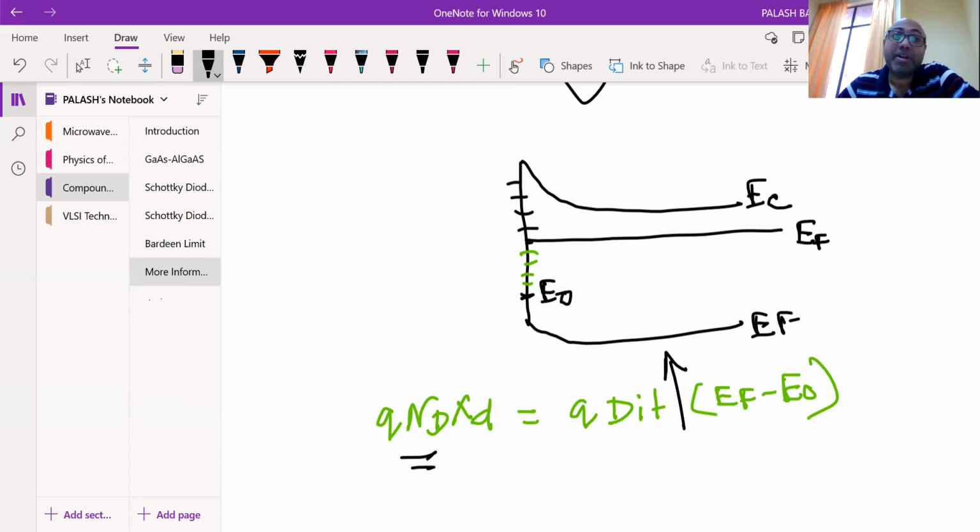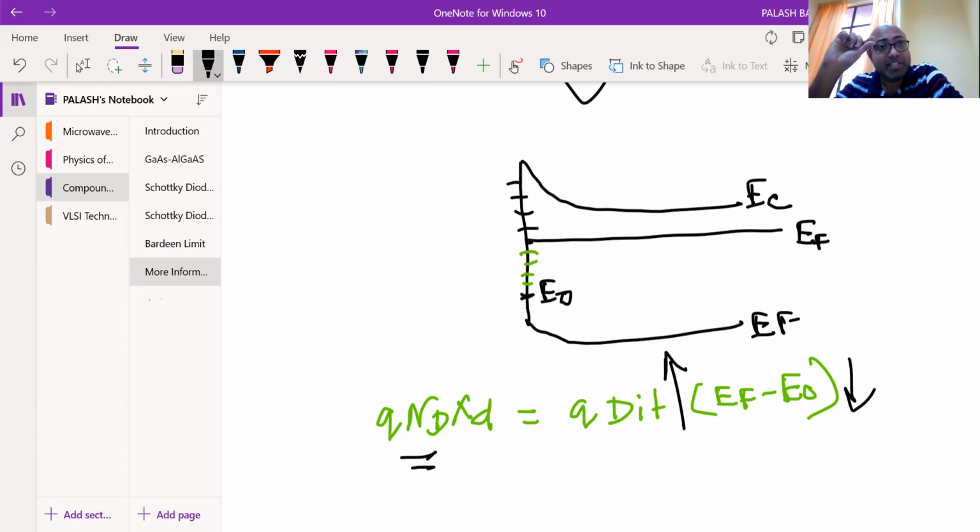Now if your DIT is very, very high, EF minus E0 is very, very low, or it is kind of fixed. When this exchange of electrons happens, EF minus E0 is kind of fixed. So the distance between EF and E0 would be very, very low, right? That is what I am saying. Why is it very, very low?